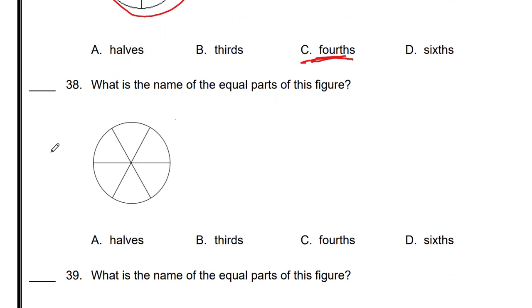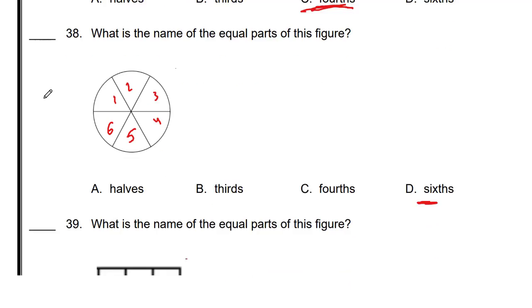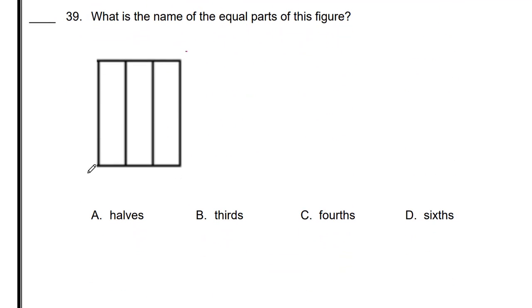And if we move down here, we have this one. Count it. 1, 2, 3, 4, 5, 6. So these are 6 parts. That's why these are sixths. And for the next one, they are 3. So that's why they are thirds. And so on.